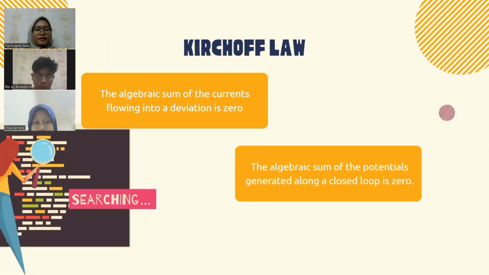Kirchhoff's law: the algebraic sum of the currents flowing into a junction is 0, and the algebraic sum of the potentials generated along a closed loop is 0.